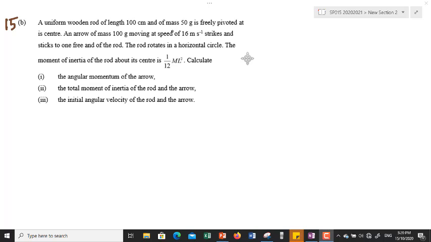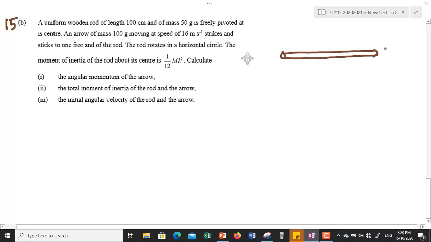So question 15, boys and girls, we have a uniform wooden rod of length 100 cm and mass 50 grams. So I visualize the problem. I have a rod of length 100 cm, which means 1 meter. I change to SI unit. The mass is 50 grams, so 50 grams is 0.05 kg.